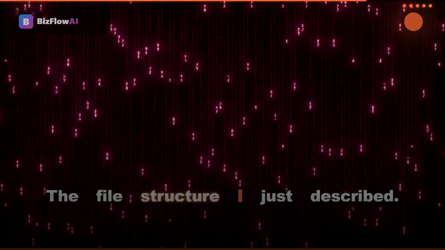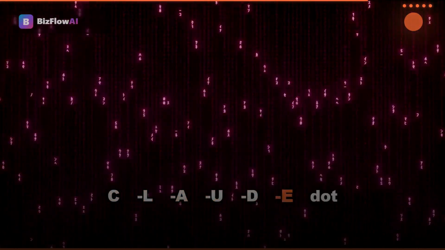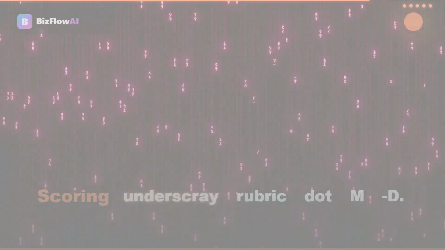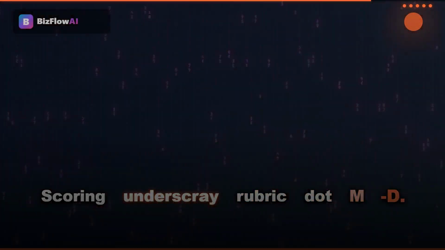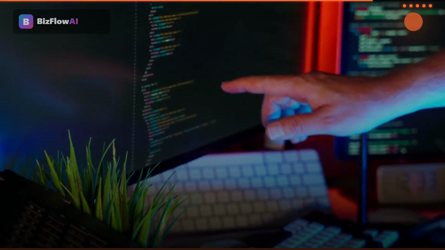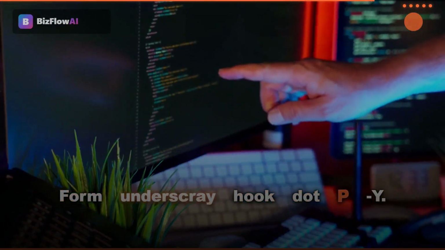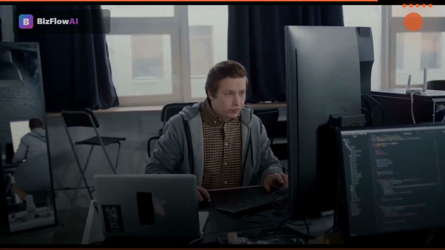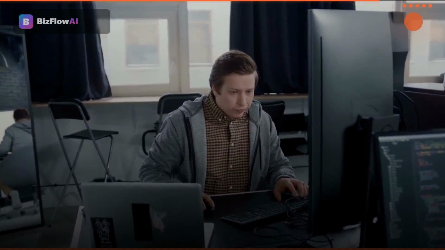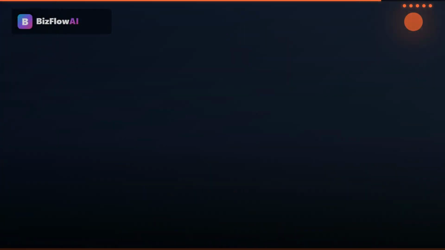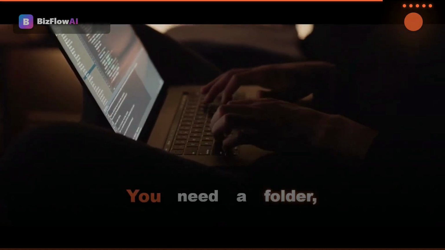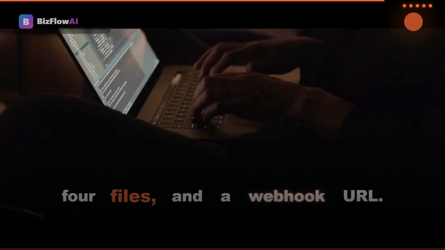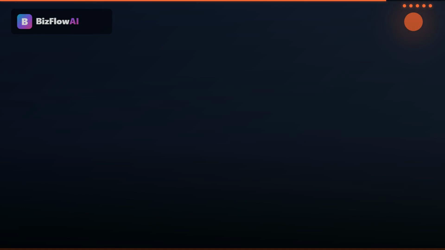The file structure I just described, CLAUDE.md, scoring_rubric.md, reply_templates, form_hook.py. That is the whole thing. There is no hidden layer. You do not need Zapier. You do not need a CRM. You do not need Make. You need a folder, 4 files, and a webhook URL.